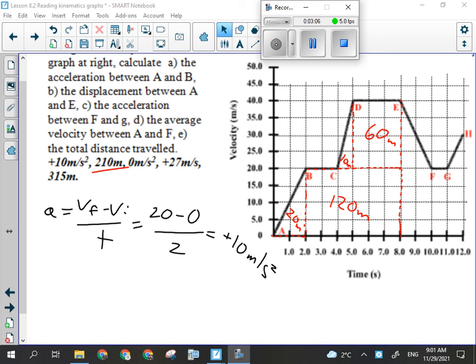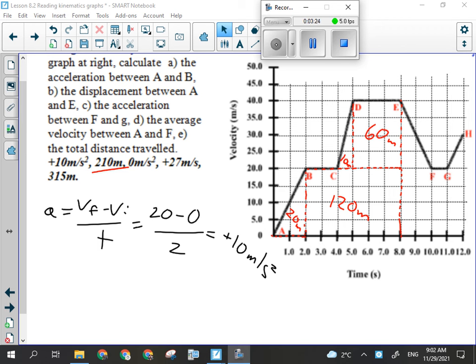If we want to find the acceleration between F and G, how many marks would that be out of on a test? 1, because what's the answer? 0. It's strictly recognition. The velocity of the object is not changing between F and G. The acceleration is 0.